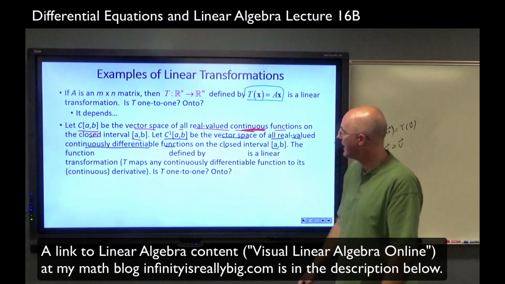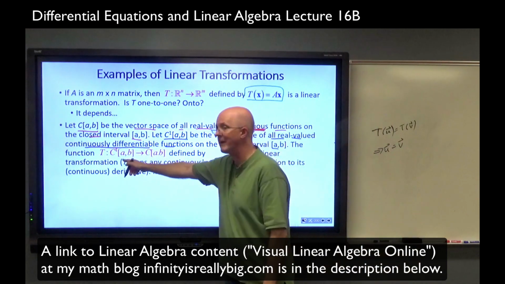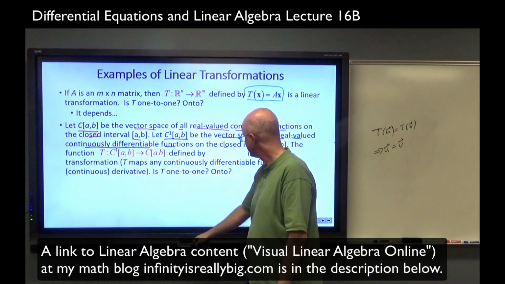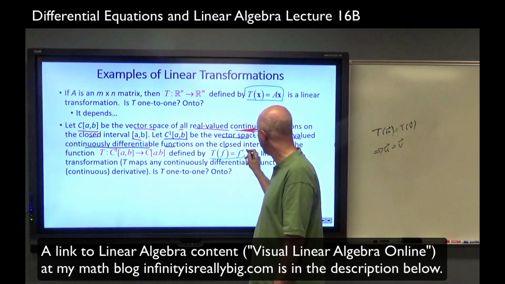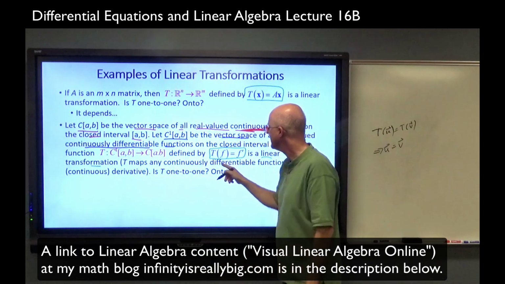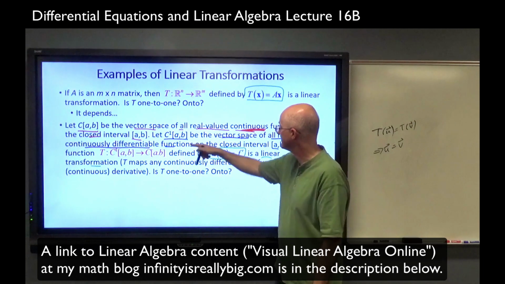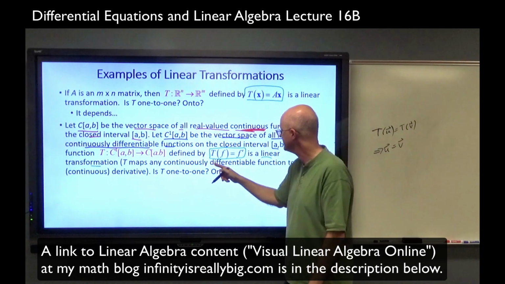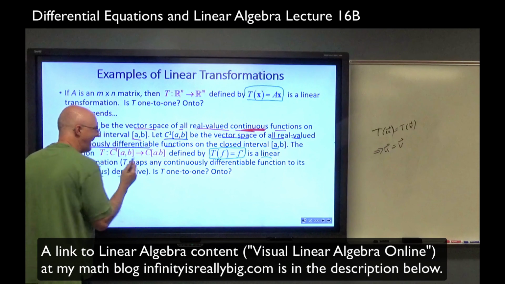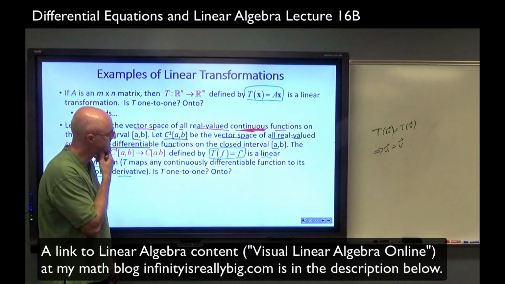All right, the function T from C1[a,b] to C[a,b], this is the domain, this is the codomain, defined by the formula T(f) equals f prime, is a linear transformation. What does this mean? T is mapping any continuously differentiable function f, defined on the closed interval from a to b, real values to real outputs, to its derivative, which is going to be continuous, because I'm assuming f is continuously differentiable. I'm not saying what the independent variable for the function is.